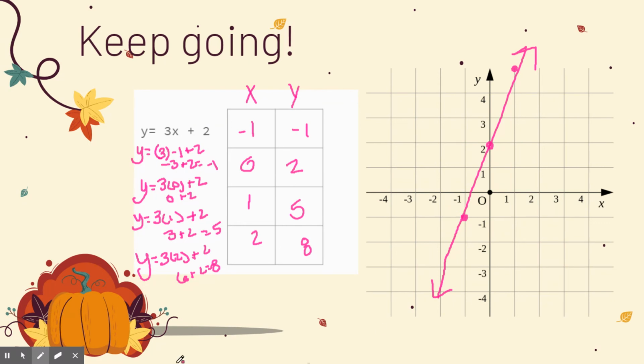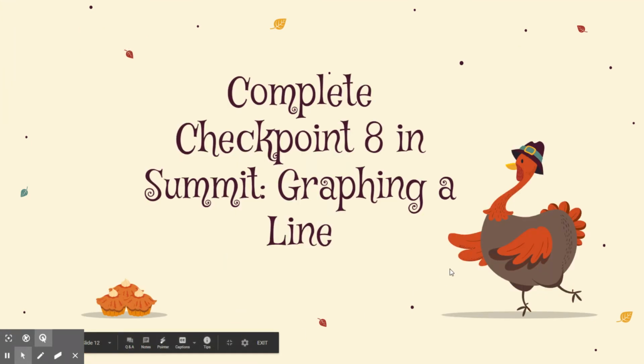All right, guys. Now I want you to go on and practice it by completing your checkpoint. So go on and complete checkpoint 8 in Summit, graphing a line.